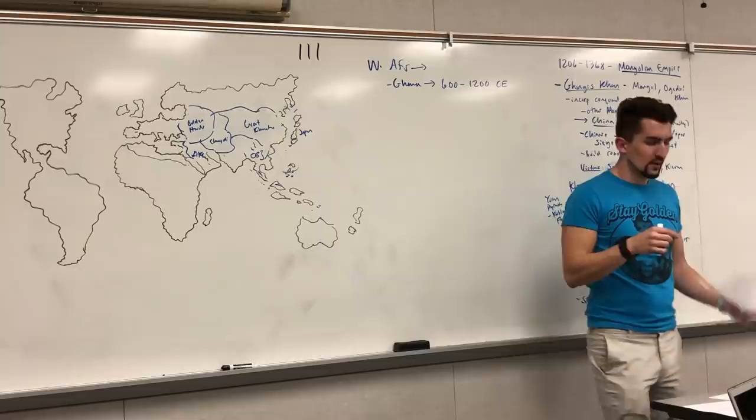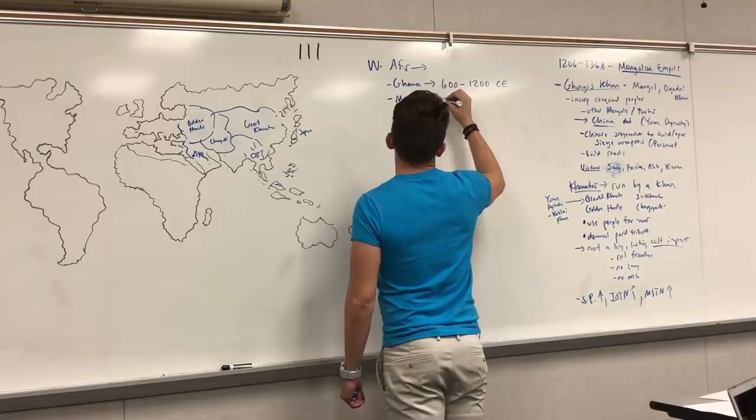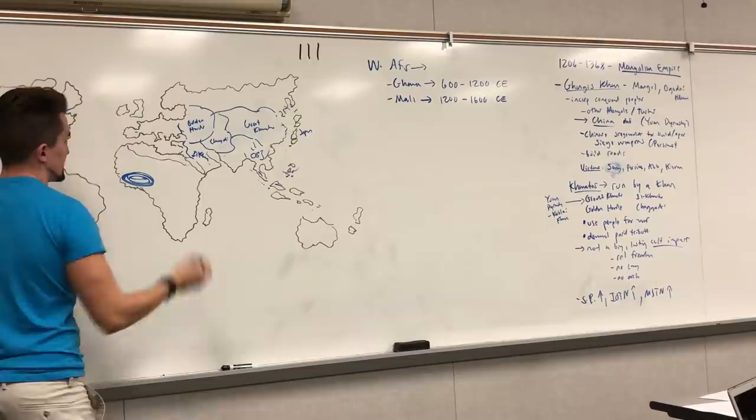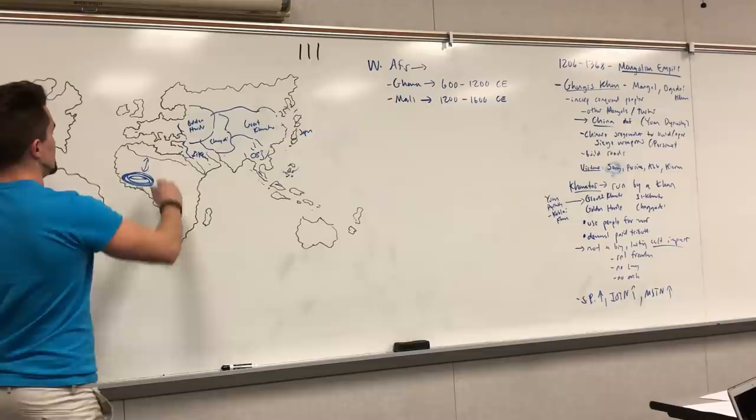And then the next empire, which is going to be substantially larger, is Mali, which is going to be the 1200 or 1300s, I can't remember exactly, to about the 1600 CE. So those are going to be primarily in this region here, West Africa. By the way, what prevents people from trading this way? The Sahara. Yeah, the Sahara is the biggest desert in the world.